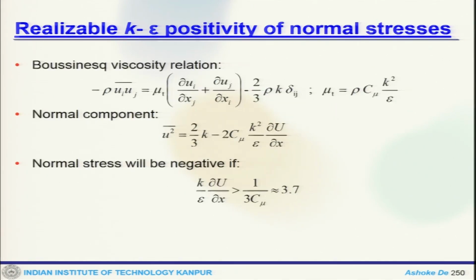Now, if you look at the Boussinesq hypothesis in this, the normal components are estimated like that in the realizable K epsilon case, and this would be negative if this is greater than that. So, these are some small details.